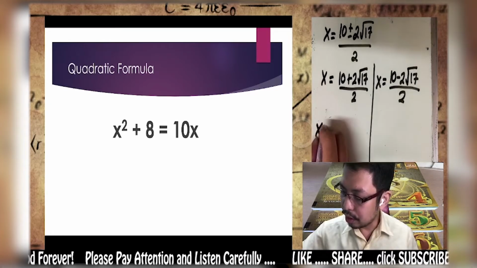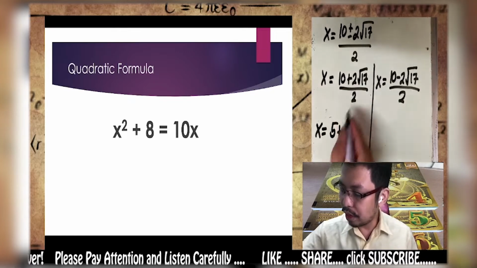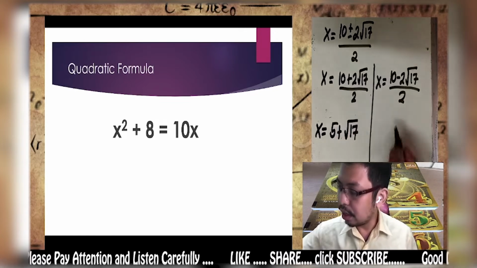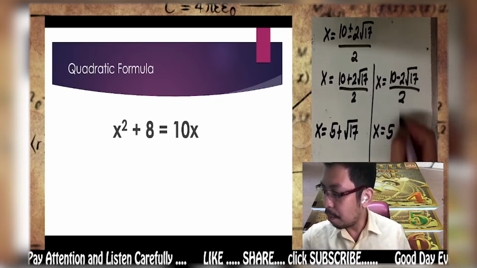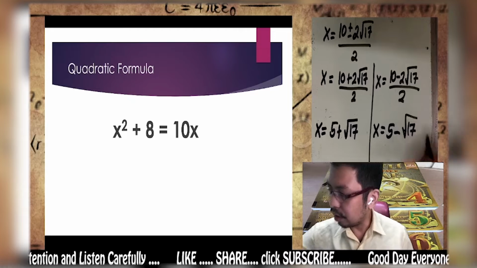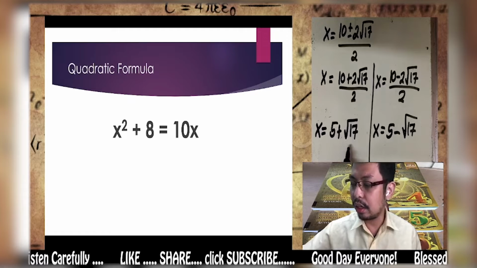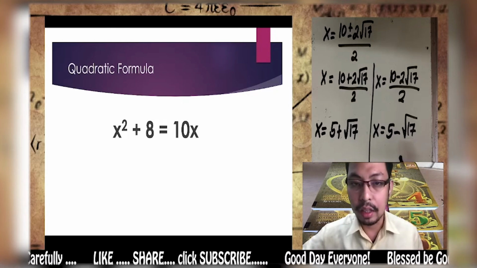The first root is x is equal to 10 divided by 2 is 5 plus 2 divided by 2 is 1. So we have square root of 17. And the other one is x is equal to 10 divided by 2 is 5 minus 2 divided by 2 is 1 square root of 17. So the first root is x is equal to 5 plus square root of 17. And the second root is 5 minus square root of 17.